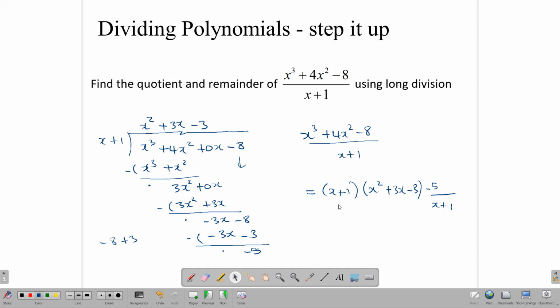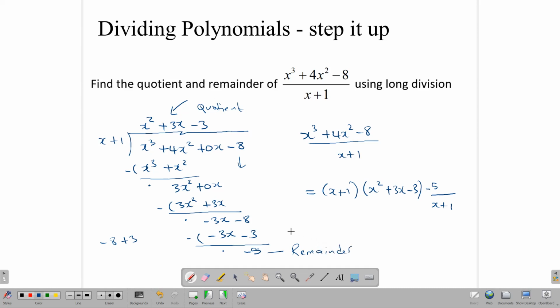So sometimes in dividing, you end up with a remainder, and sometimes a question may say find the quotient and the remainder. So the quotient would be this. Let me get my pen. So this is the quotient. And our remainder, of course, is negative 5.